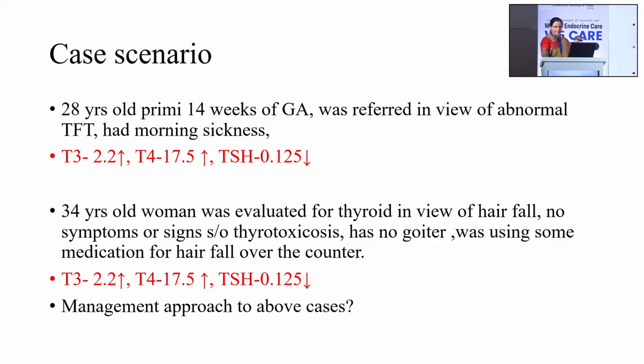In the first case it's a physiological change because of the pregnancy, where the woman doesn't require any treatment, just reassurance and follow-up. In the other case it's biotin interference causing a picture of thyrotoxicosis. What is the clinical clue? She did not have any symptoms or signs suggestive of thyrotoxicosis. That is the clue. Another clue is that most over-the-counter medications for hair fall contain biotin.